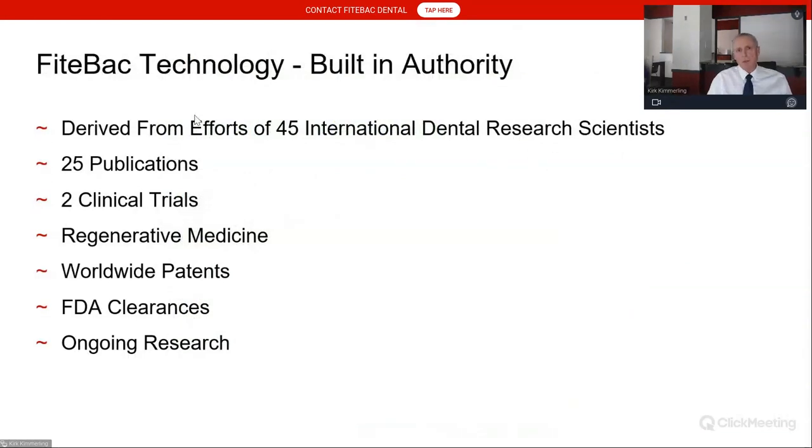This company is built on and derived from more than 45 international dental research scientists. We have 25 publications, and we have more clinical trials. We have two completed, and we're closer to regenerative medicine to a point of, I think by the end of the summer, we'll have astonishing things to show the world. So we're patented worldwide. We have FDA clearances, and we have ongoing research. That really kind of brings us to the forefront of, we are built in authority. These people that put all this together, all these scientists, now are the direction that we will go to have antimicrobial dentistry for the future.